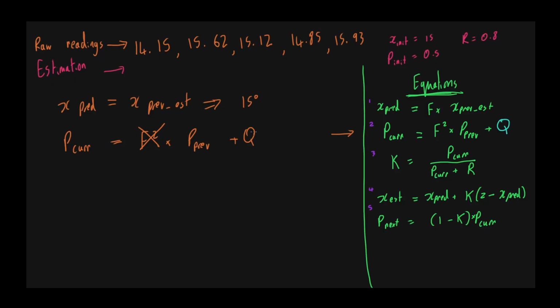Now, we don't actually have a Q for now. To keep things very nice and simple, we are going to remove the Q. But throughout the lecture series, we'll look at why Q is actually needed. So we can simplify this to P current basically just equals P previous. Okay, let's rub out all these squiggly lines.